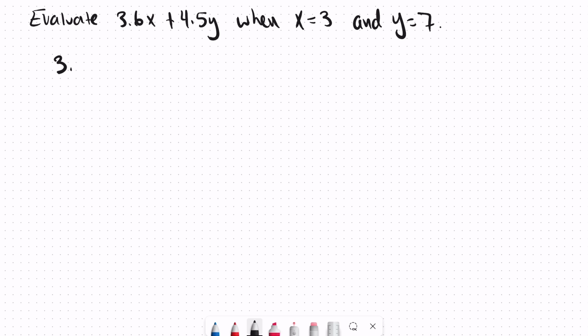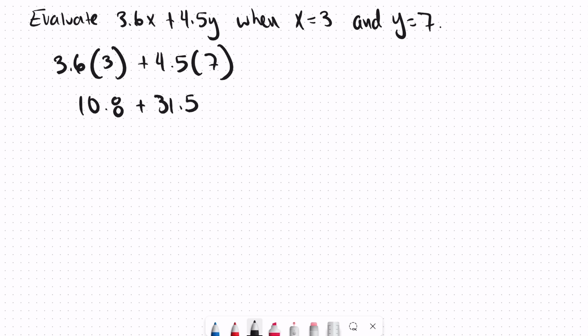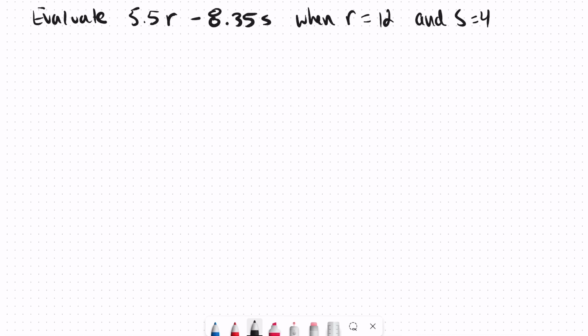So what we're going to have is 3.6 times, and in place of the x, we're going to have x is equal to 3, or just 3 here, and then plus 4.5, and instead of y, we're going to have the 7. So 4.5 times 7. And what we get when we multiply 3.6 and 3 is 10.8. And then we multiply the 4.5 times 7, which we're going to get 31.5. And when we add them together, we are going to get 42.3.